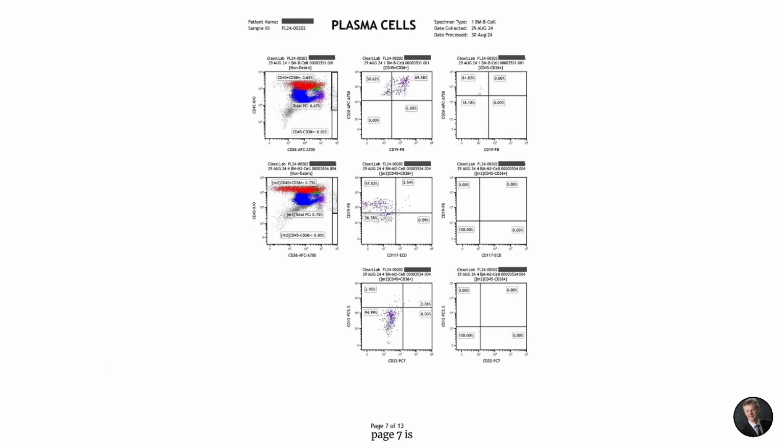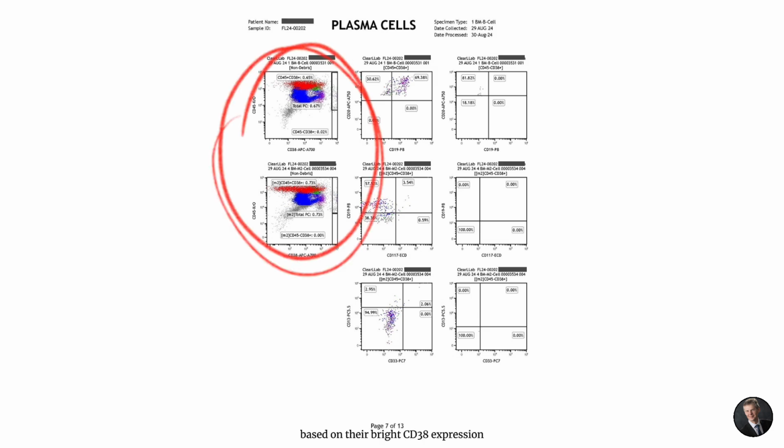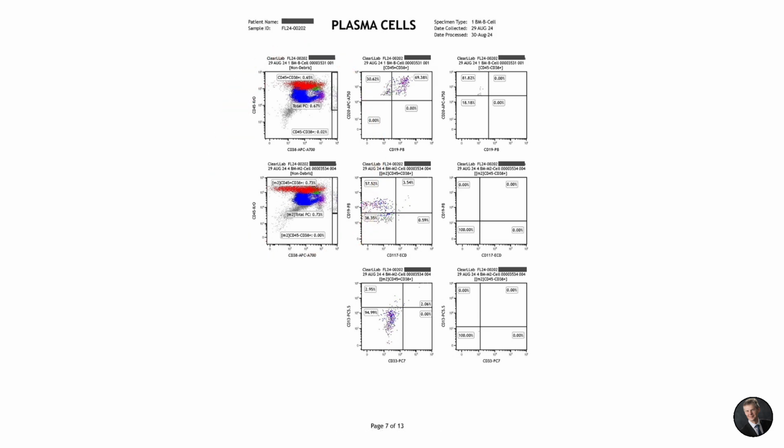Page 7 is dedicated to the isolation of the plasma cells based on their bright CD38 expression and their analysis for normal or abnormal expression of the surface markers CD19, CD20, CD117, CD13, and CD33. If the plasma cells exceed 0.5% of total cells or express abnormal surface markers, a reflex cytoplasmic plasma cell panel is run in order to check whether they are clonal or not.